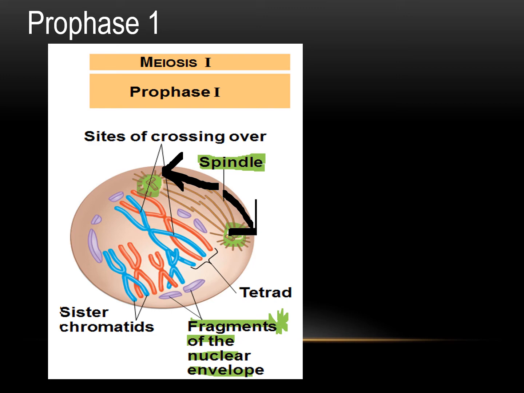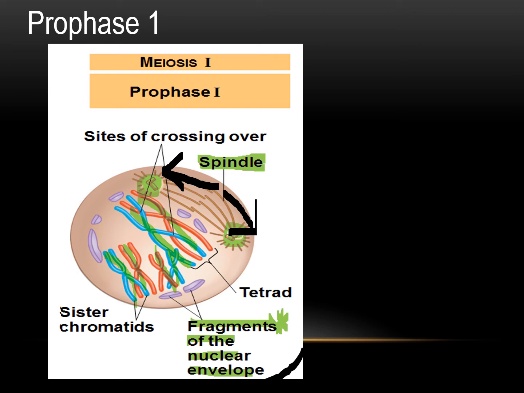Your chromatin network has also condensed into chromosomes, and those chromosomes have arranged themselves into homologous chromosome pairs. So we can see that we have 6 chromosomes, 1, 2, 3, 4, 5, 6, and they are arranged in homologous chromosome pairs. So there are 6 chromosomes, but there are 3 pairs of homologous chromosome pairs.